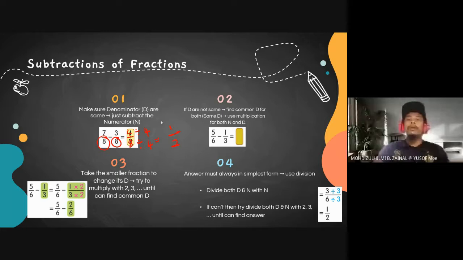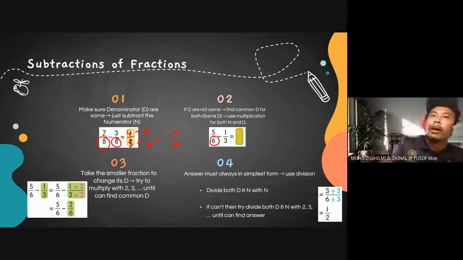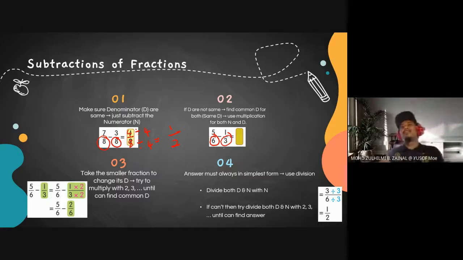And then next one, second one. Okay, tengok yang kedua pula. Second one, number 2 ni, if D are not same, kalau D tu tak sama, denominator yang bawah tu tak sama, okay, nombor yang bawah tak sama, tengok sini, 6 dengan 3, 6 dengan 3 tak sama, 5/6 minus 1/3, so denominator dia tak sama, the D's are not same. So what should you do? Find common D for both. Jadikan dia sama semua. How?